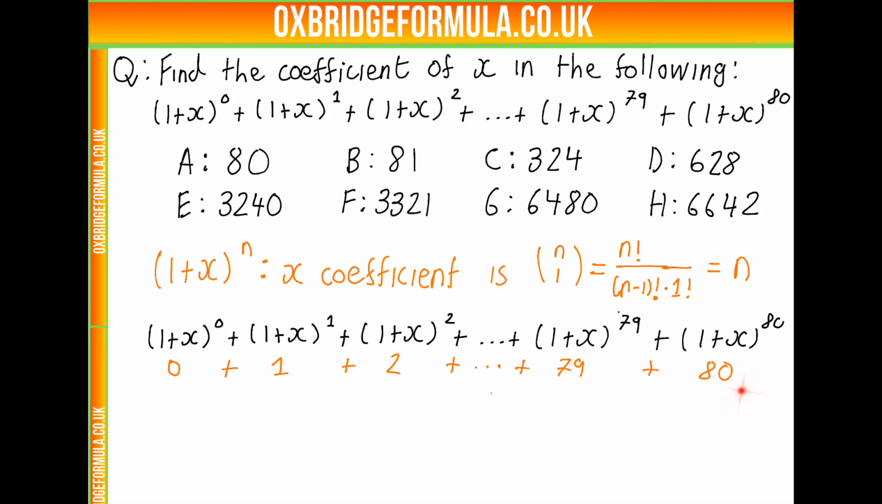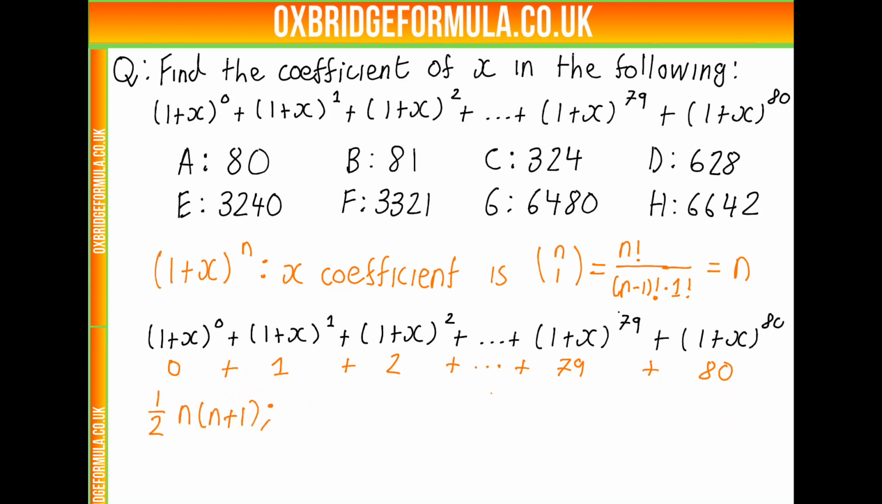Okay, awesome. So we know that these represent the coefficient of x in each little bit, and if we just add these numbers up, we'll get the coefficient of x for this messy expression here. So how do we do that? Well, you'll see that we're adding up integers between 1 and 80. And we know we have a formula for that.